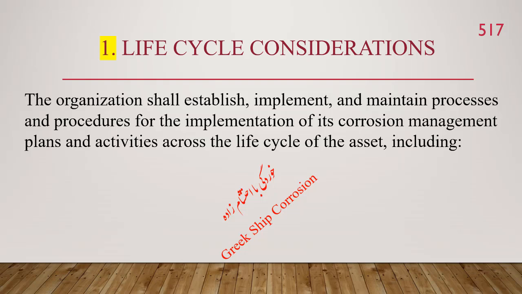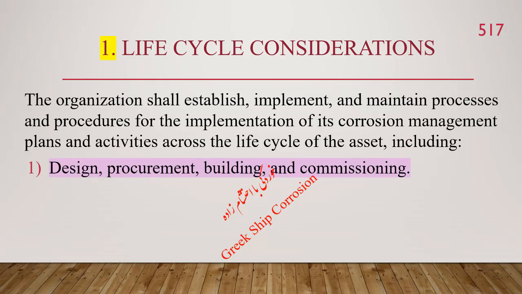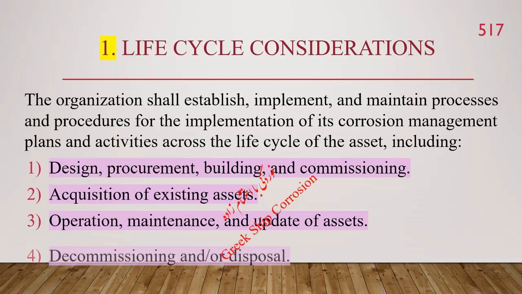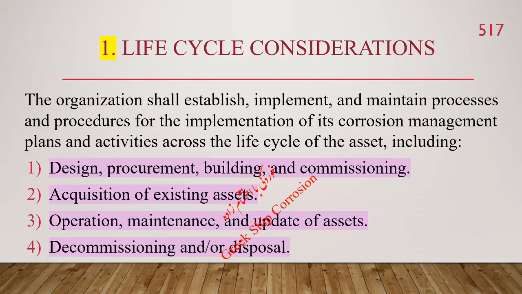1. Life cycle considerations. The organization shall establish, implement, and maintain processes and procedures for the implementation of its corrosion management plans and activities across the life cycle of asset, including 1. Design, procurement, building, and commissioning. 2. Acquisition of existing assets. 3. Operation, maintenance, and update of assets. 4. Decommissioning and/or disposal.